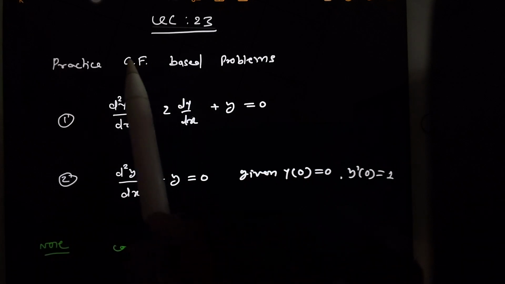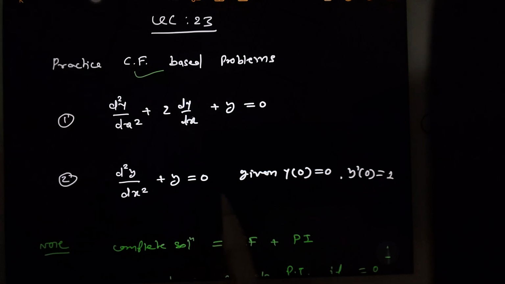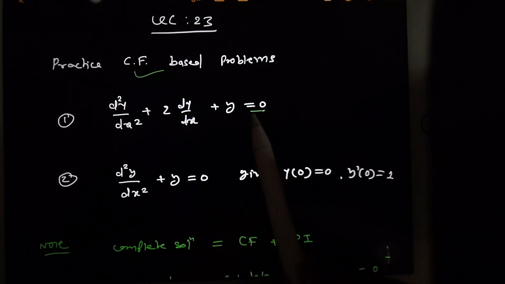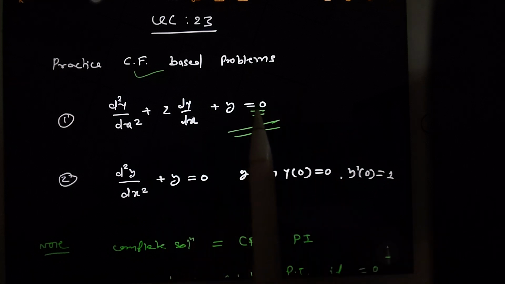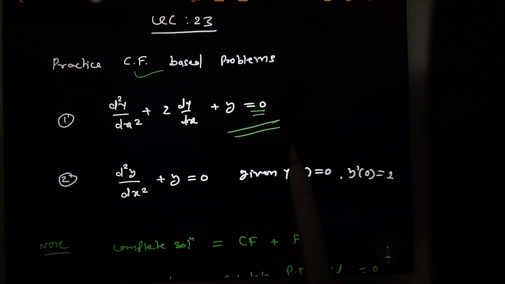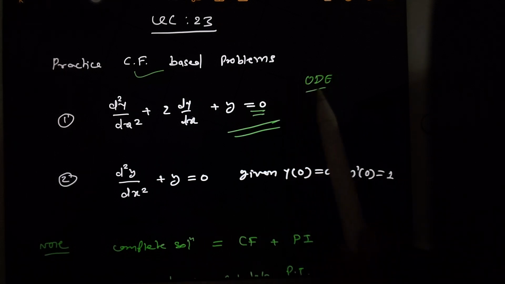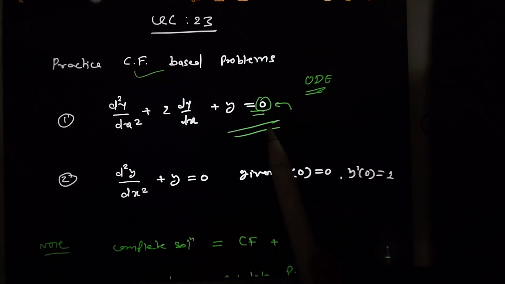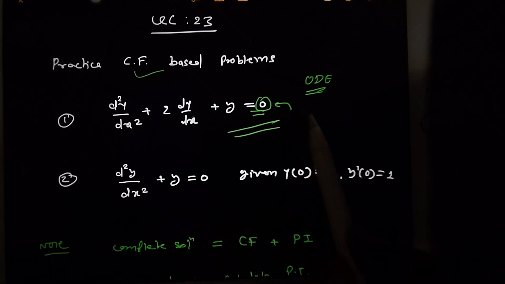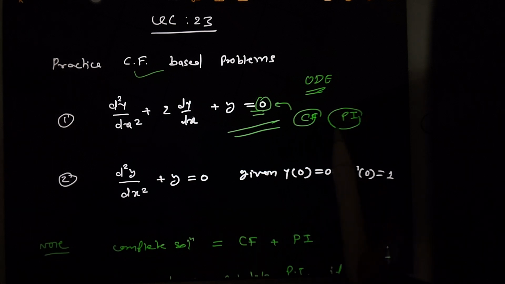So in lecture 23, we are going to practice complementary function based problems. And in complementary function based problems, the main thing is that the right side equal to 0 will be there. Also, in an ordinary differential equation, ODE, which we are going through right now, equal to 0 will not always be there. Here you can have a function of x, right? Sin x, log x, something like that. In that case, you have to find complementary function also and particular integral PI also, right?